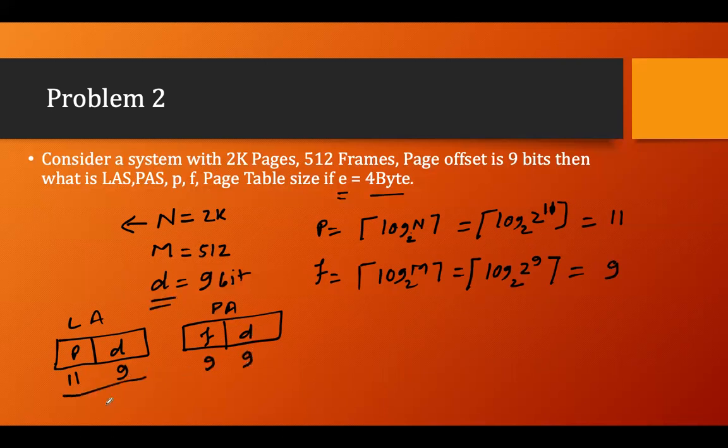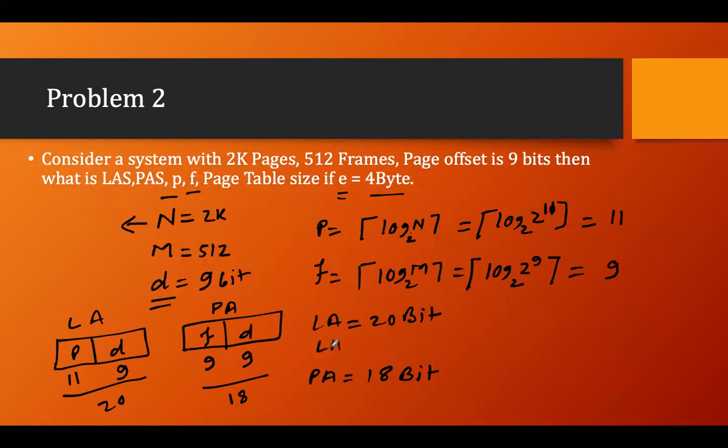So now it is total 20 bit and this total 18 bit. So we know that logical address is of 20 bit and physical address is of 18 bit. We have calculated P, we have calculated F. Now calculate logical address space and physical address space.